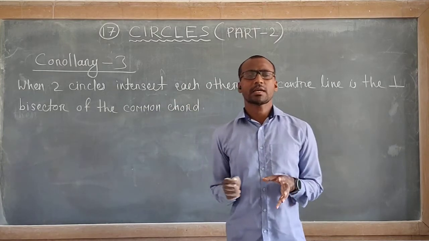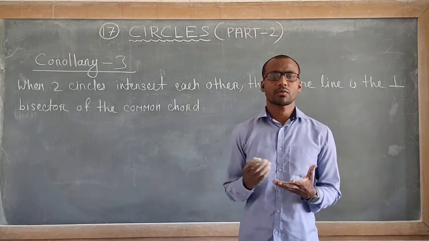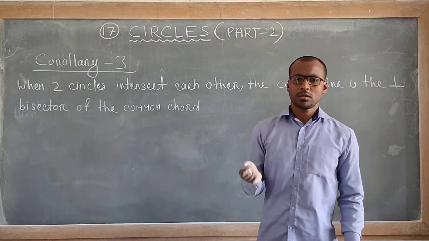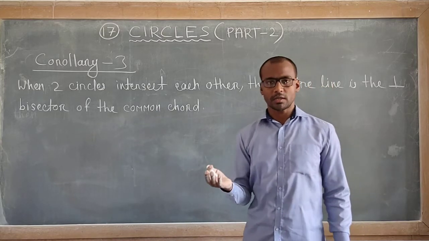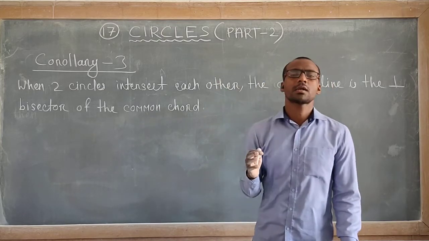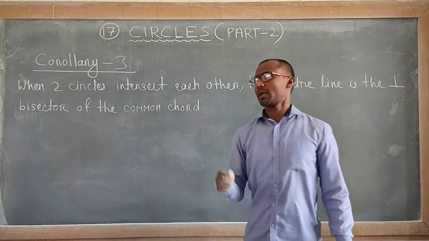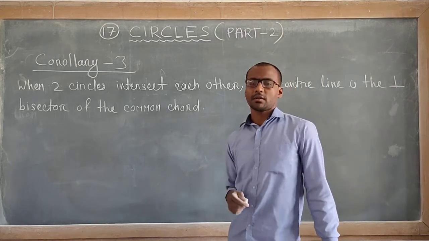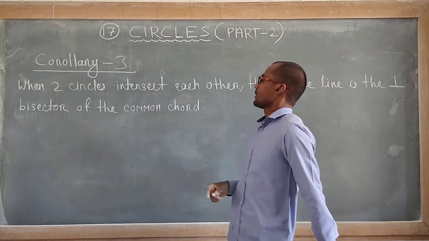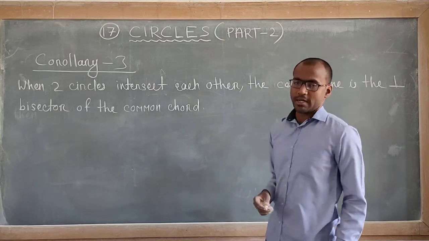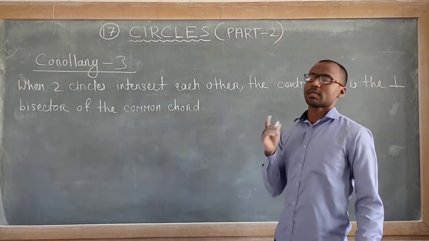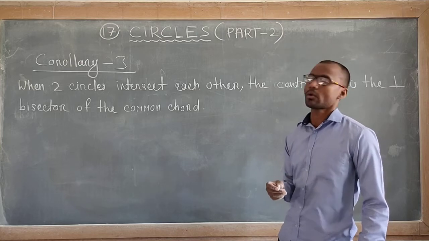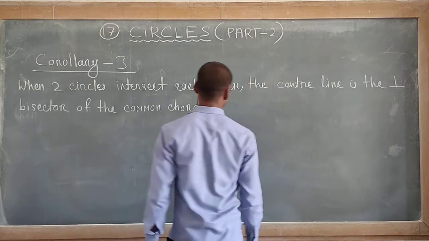When two circles, their radius may be same, may not be same. Means I am talking about equal or unequal circles. It doesn't matter here. The two circles may be equal, may not be equal. But if they intersect each other, then the central line, I'll explain what is central line, the central line is the perpendicular bisector of the common chord. Okay, so let us draw and understand.